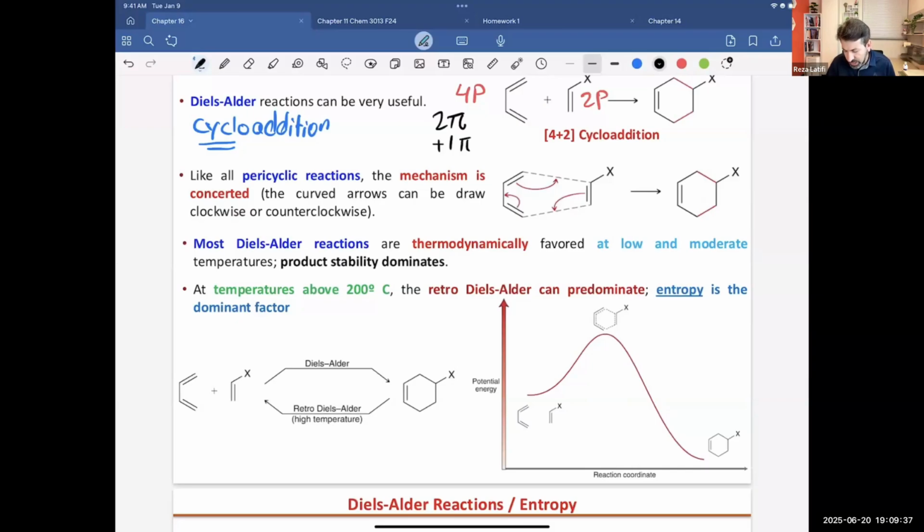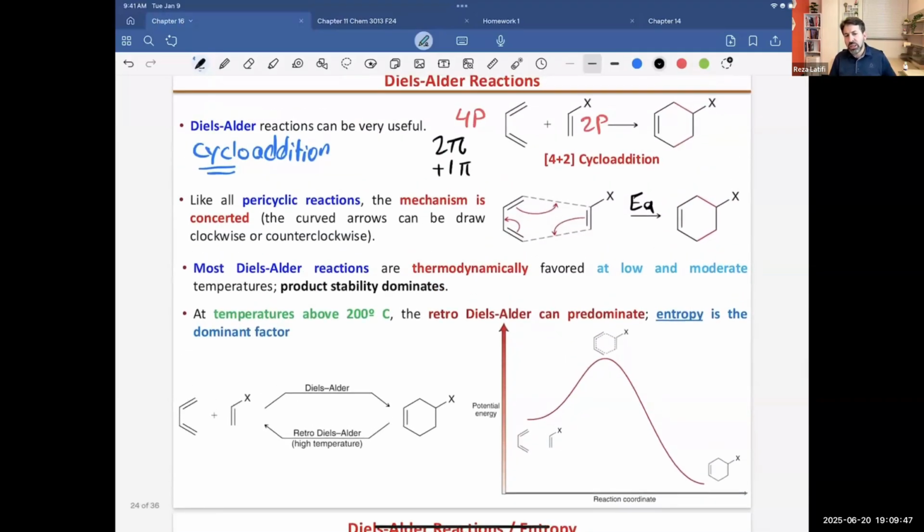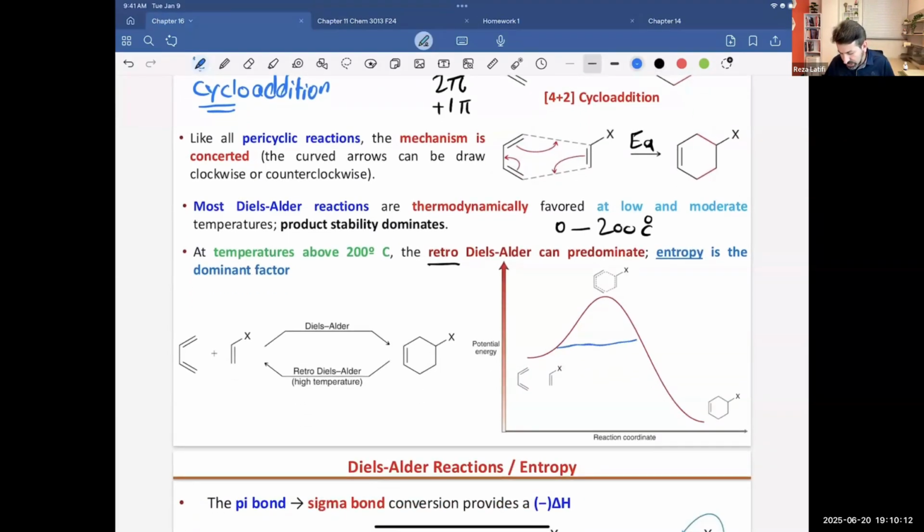So there is only one step, only one activation energy, and no intermediate. The Diels-Alder reaction is favored if the temperature is low. The common temperature range for the Diels-Alder reaction is 0 to 200 degrees Celsius. Now, what will happen if we raise the temperature? If we raise the temperature, the reverse reaction, or the retro reaction, is going to happen. This is the forward reaction: a diene reacting with an alkene, going through this barrier.